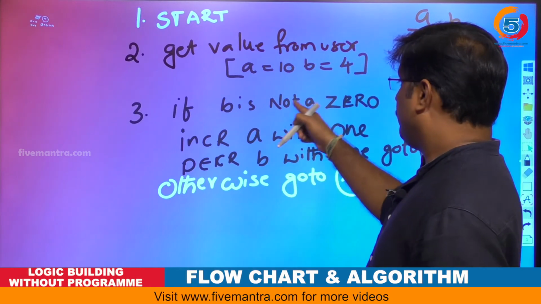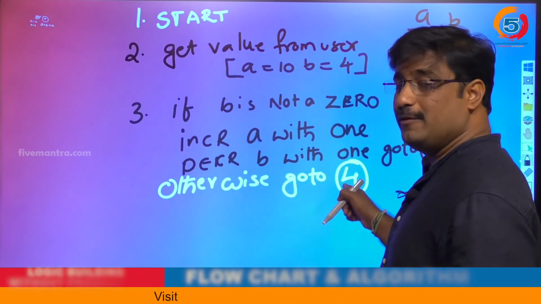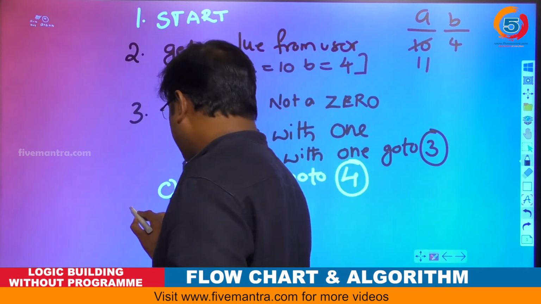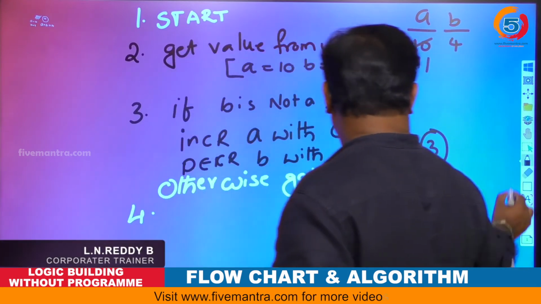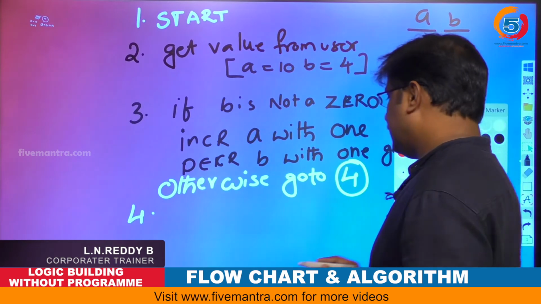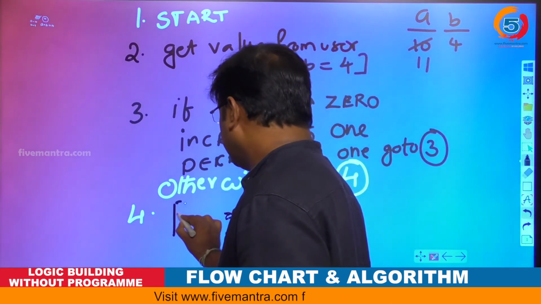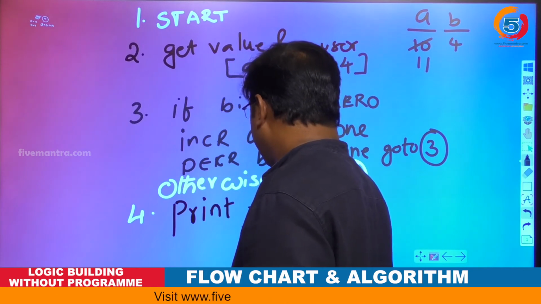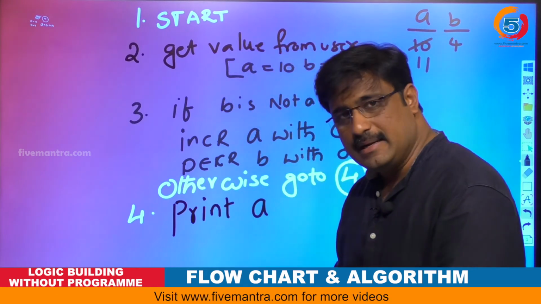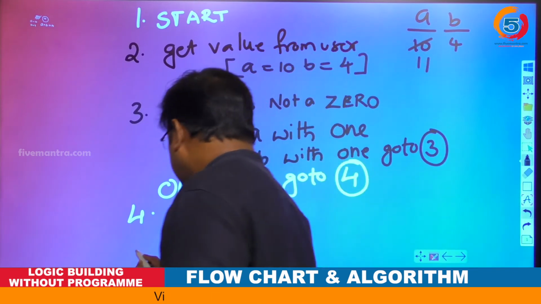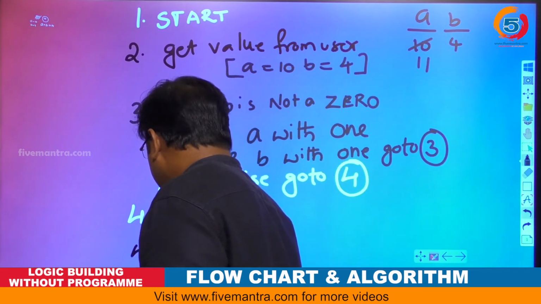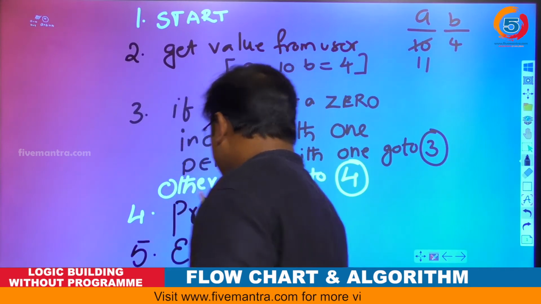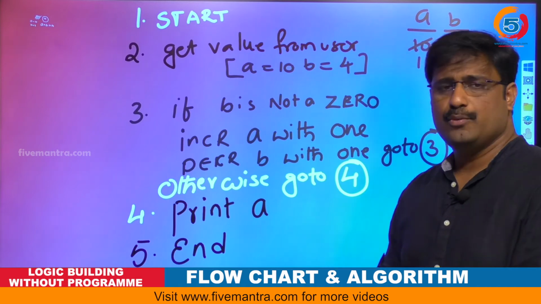When b is a 0, then it will go to this one. Otherwise, go to 4. And in this fourth step, what we are going to do? In this fourth step, we'll print a. Print a, right? Next, fifth step. This is the end. In this way, simple way, you will do that one.